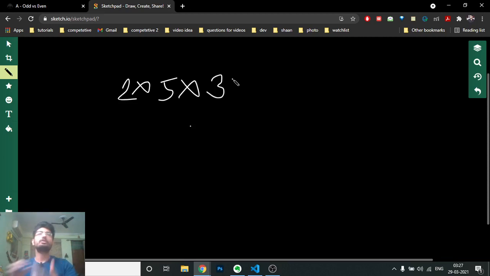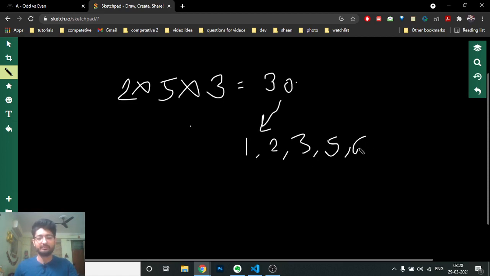Now if you want to find out all the factors of this number, which is 30, what you can do here is, as I just told you, find any subset of this number, and that will be the factors, the divisors. So let's first list all the factors. It is 1, then 2, then 3, then 5, then 6, then 10, then 15, and then 30. I hope these are the numbers.